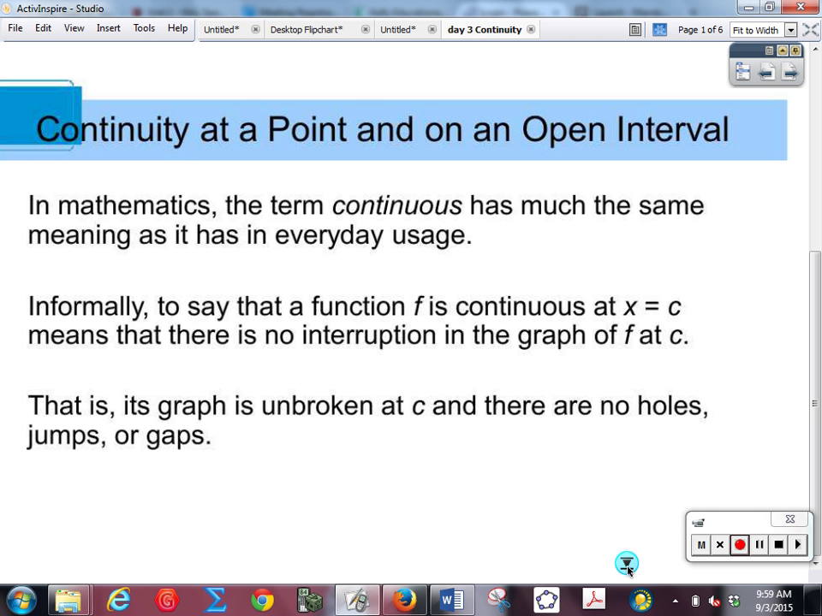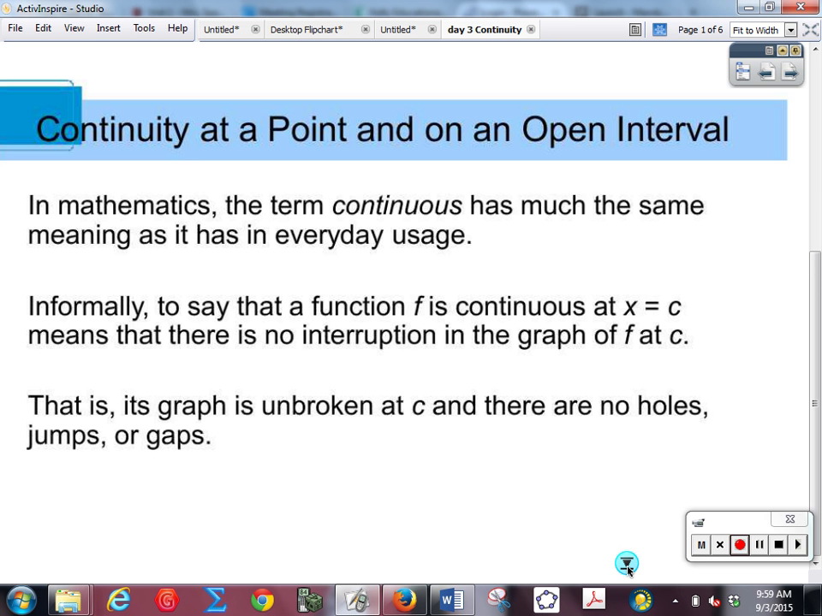Now, this is not a good formal definition, but if it's continuous at a point, it just means that the graph keeps going. It doesn't have a break in the graph. There's no holes. There's no asymptotes. There's no jumps. It just keeps going. Or another thing you could think of is if you're drawing a function and it's continuous at that point, then you don't lift up your pencil. As you draw something, if it's continuous, you're just not lifting up your pencil at all.